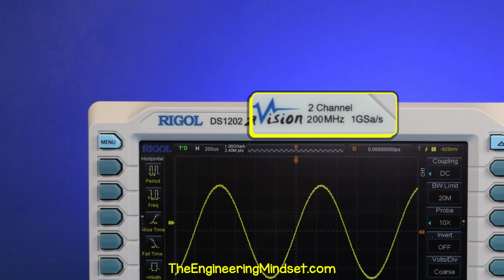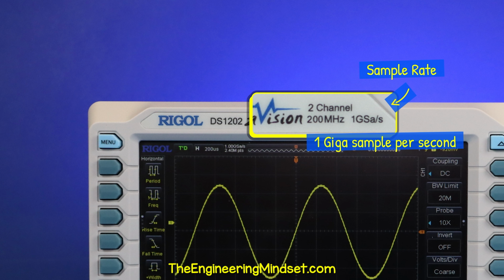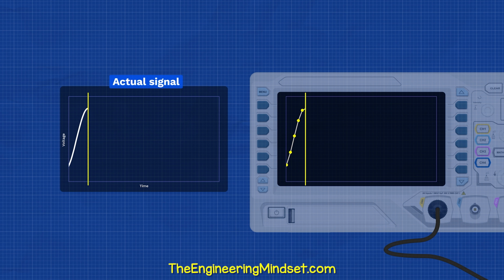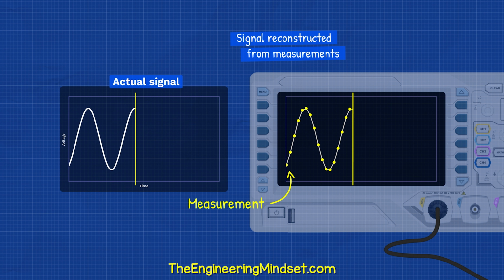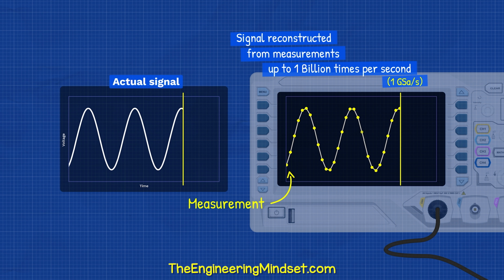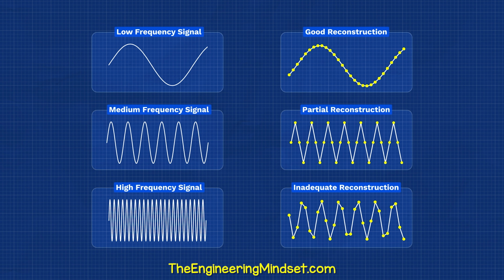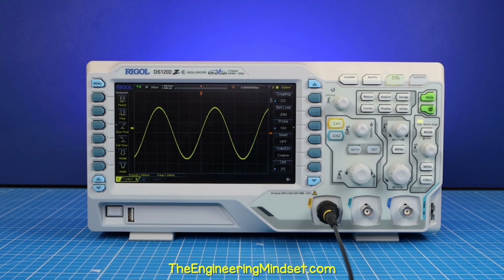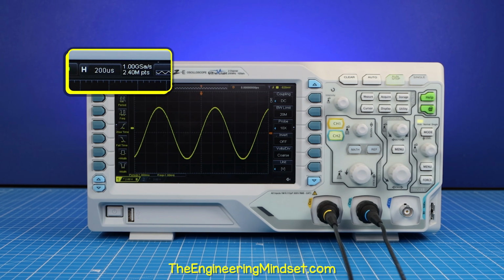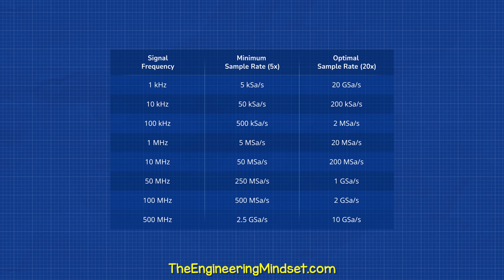Most of these also state a maximum sample rate of 1 gigasample per second, meaning it takes a measurement of the waveform up to 1 billion times per second. This is fine for general electronics, but high-frequency signals will need more to accurately reconstruct the signal on screen. The sample rate usually reduces when you add another channel. The general rule is to ensure that the sample rate is 5 to 20 times the signal frequency of interest.